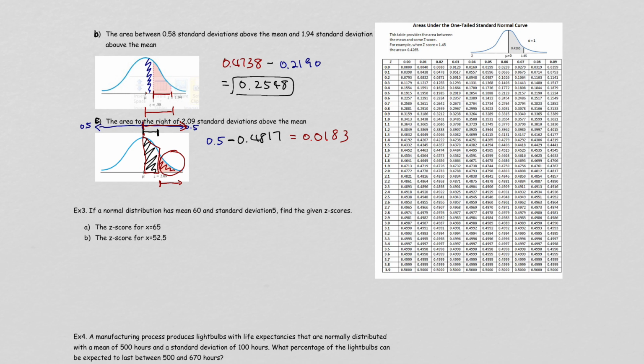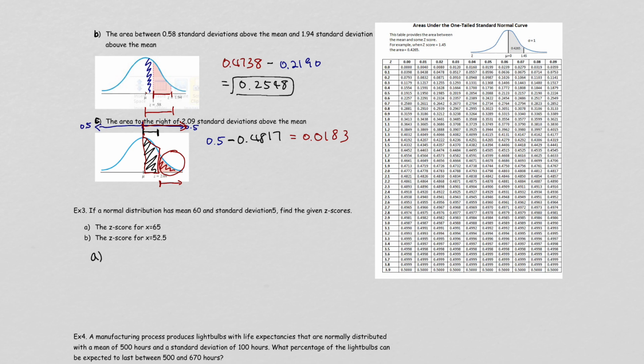So far, if we have a z-score, this is how we're going to find the probabilities using this normal distribution table, right? But what about if the mean and standard deviation are given, but you don't have a z-score given? If you don't have a z-score given, then you're going to use the formulas. So let's look at the first example of 3. It says the normal distribution has a mean of 60, standard deviation of 5. Find the z-score when x is 65. So that's part A.